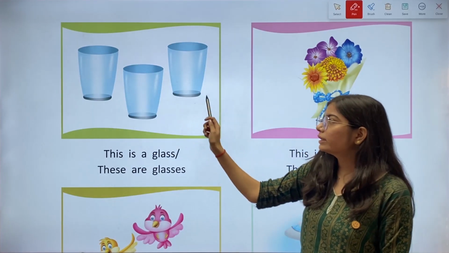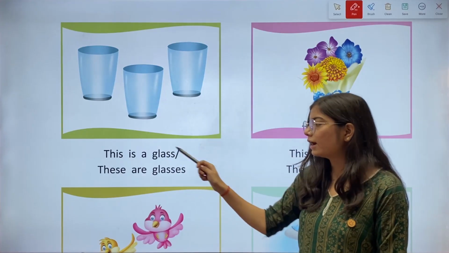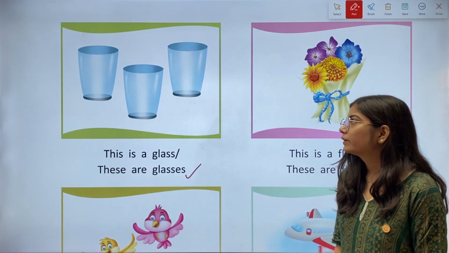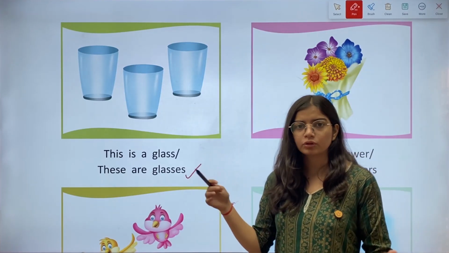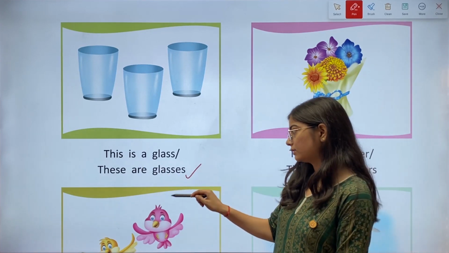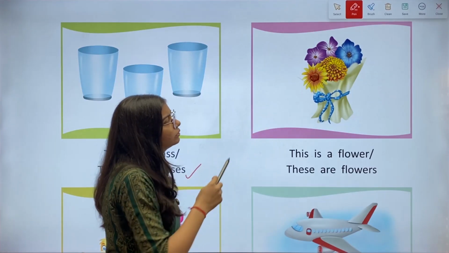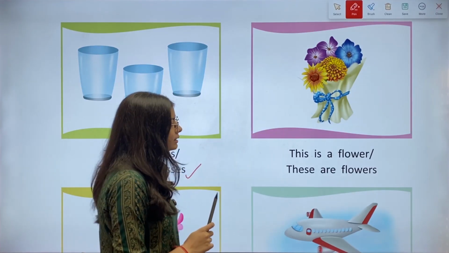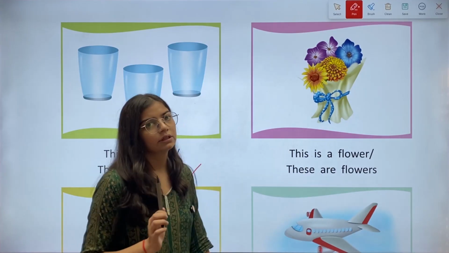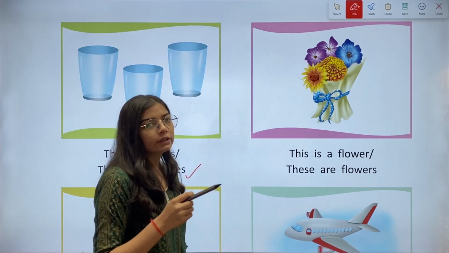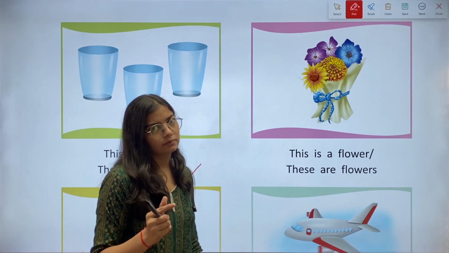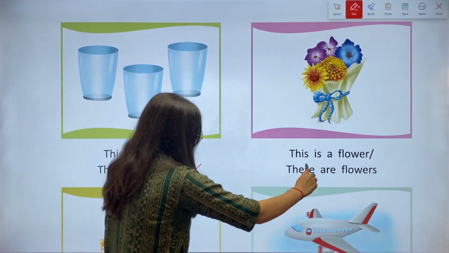Then here you can see the picture of glasses. We have option. This is a glass slash these are glasses. So here you can see we have glasses more than one. So we use the word these. So the correct answer is these are glasses. Then we have a bouquet of flowers and we have option given. This is a flower slash these are flowers. So we have more than one flowers here in a bouquet, right? So we use the word these. Okay, so the correct answer is these are flowers.